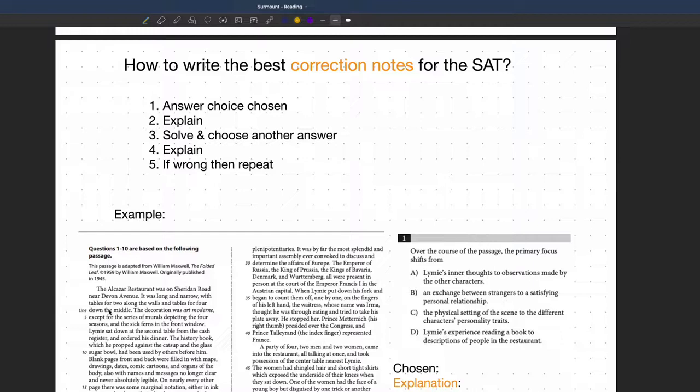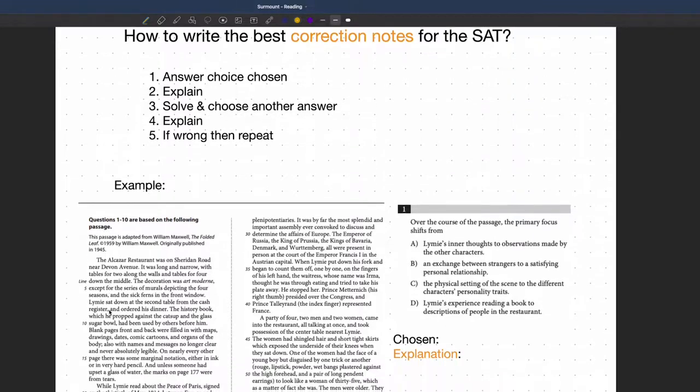And after that, you have to solve it again and try to find a new answer that you think is correct for the question. And then you need to explain why you think it's correct. And you have to check again and see if it's the correct answer. And if it is, congratulations, you can move on to the next question. If not, you have to repeat and try to find the correct answer and deduce your reasoning as to why you think that's the correct answer.